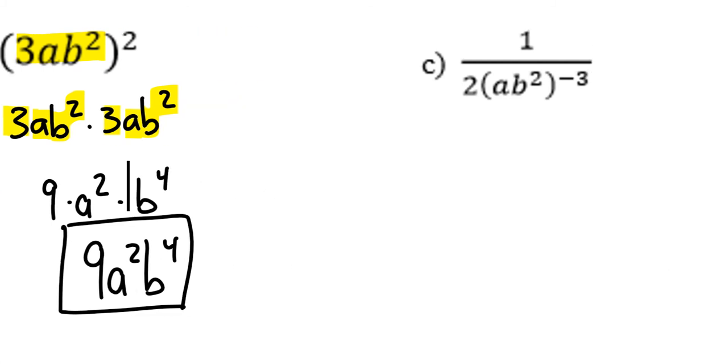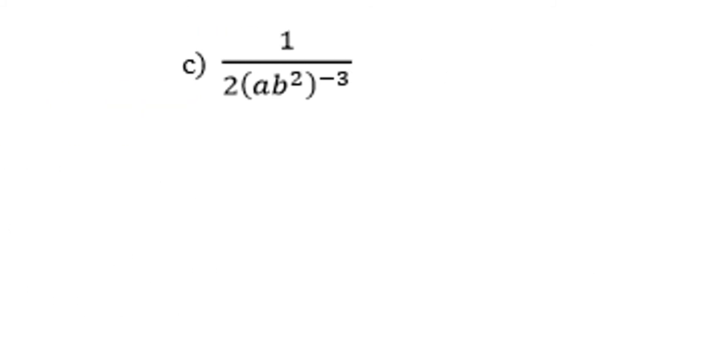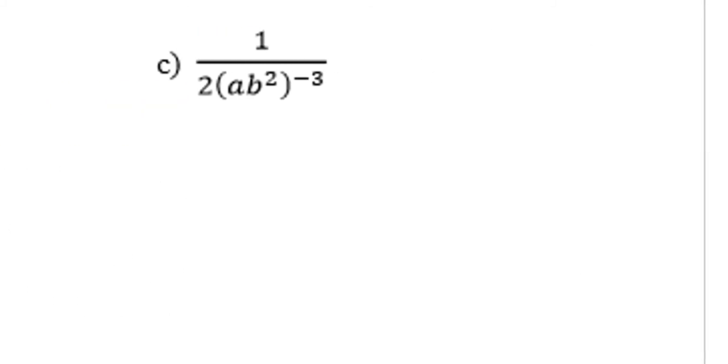And then the final question, I've got 1 over 2 times ab to the 2nd, and that's being raised to the negative 3rd. So first of all, let's be real clear. The negative 3, right, that just applies to this. It doesn't apply to the 2. The 2 is not inside that set of parentheses.